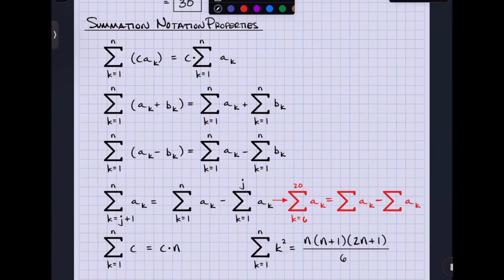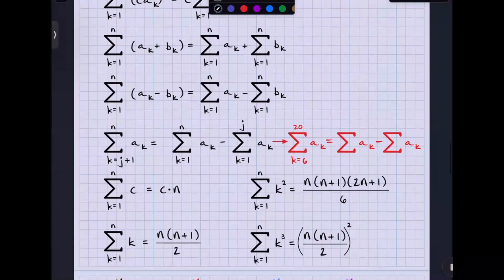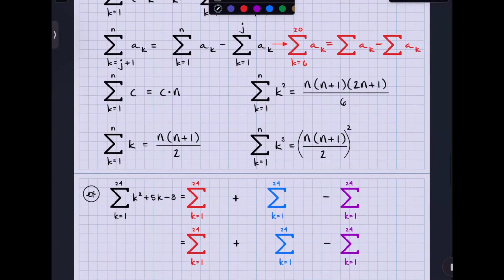These two should be pretty obvious. All this is saying is I can add these two together and then sum them, or I can sum them individually and then add them together. Subtracting, same thing. So the first 3 isn't that big of a deal. The last 5 is a huge deal.